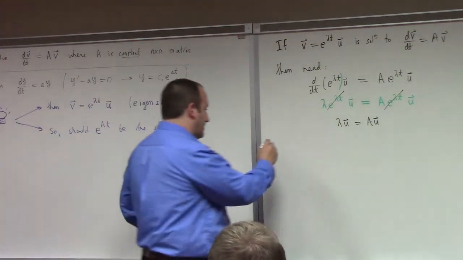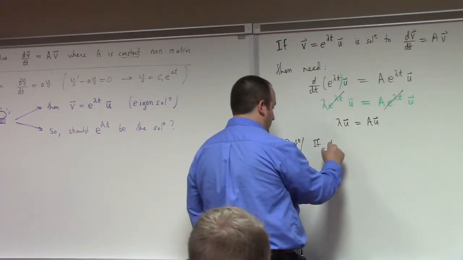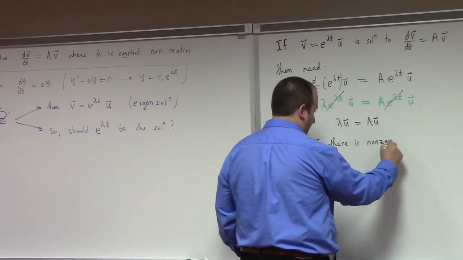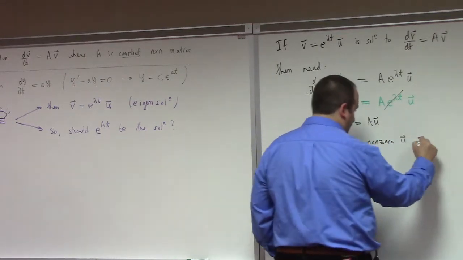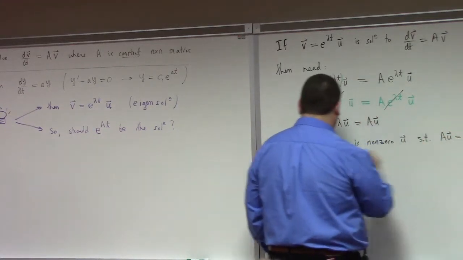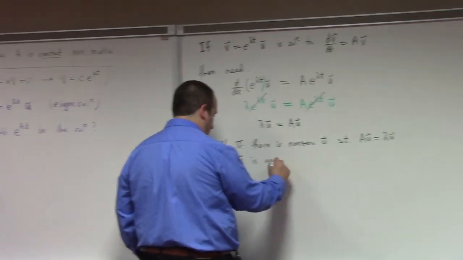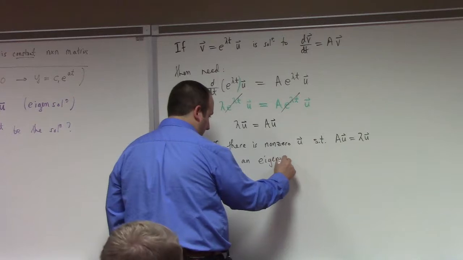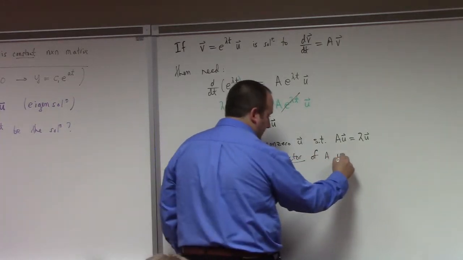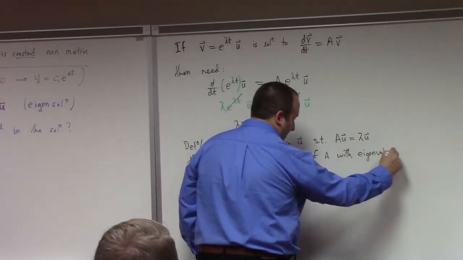Definition. If there is non-zero u such that Au equals lambda u, then u is an eigenvector of A with eigenvalue lambda.